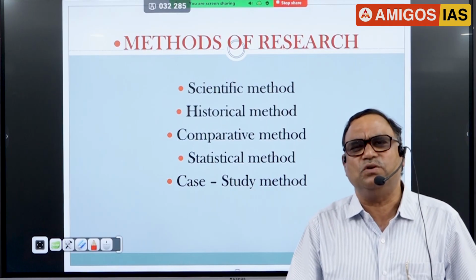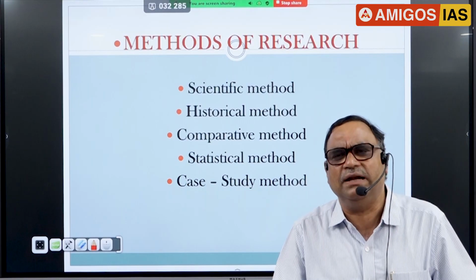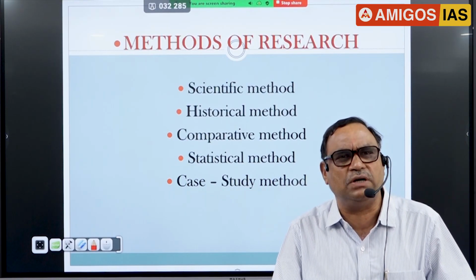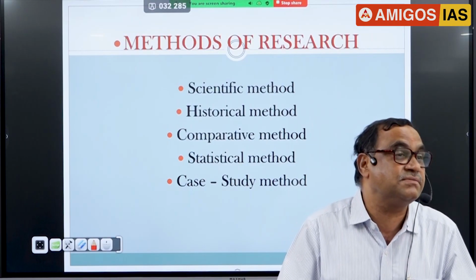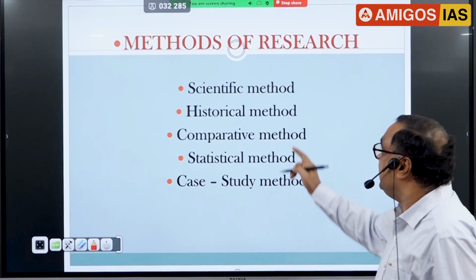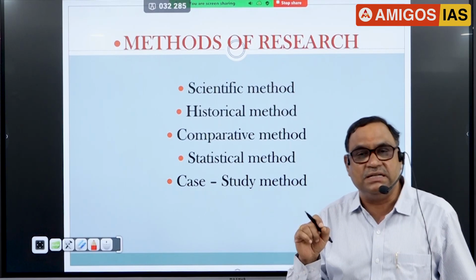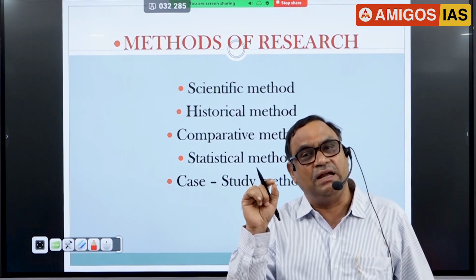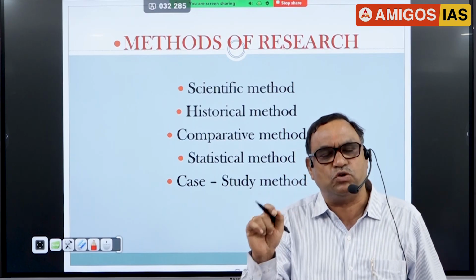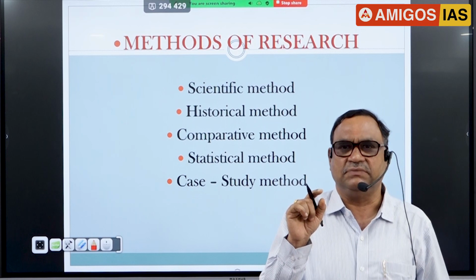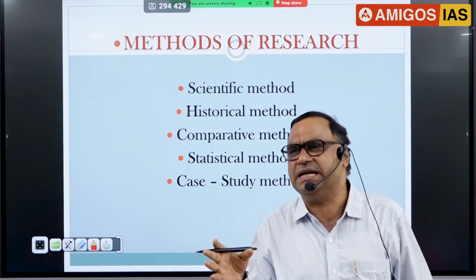So, to discover new knowledge, a researcher is supposed to adopt different methods. The scientific method is considered one of the dominant methods used in physical sciences, natural sciences, and also social sciences. The scientific method is nothing but experimentation.